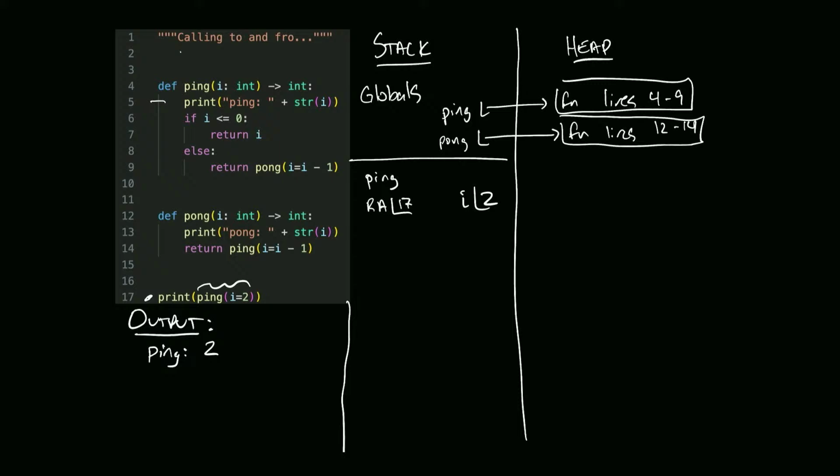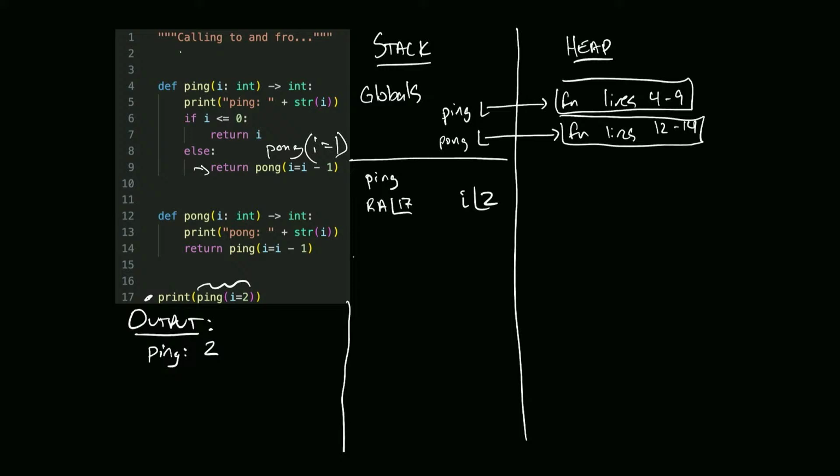Then we reach line 6, and we evaluate is i less than or equal to 0. Well, i in our current frame is 2, so this is false, right? And this is what leads us to line 9, where we reach a return statement. But for that return statement, we need to go evaluate the result of calling the function pong. Here we're calling pong, and the argument i is going to be i's current value minus 1. So when we evaluate, this is the same as saying we're trying to call pong with i as 1, right? So how do we evaluate that?